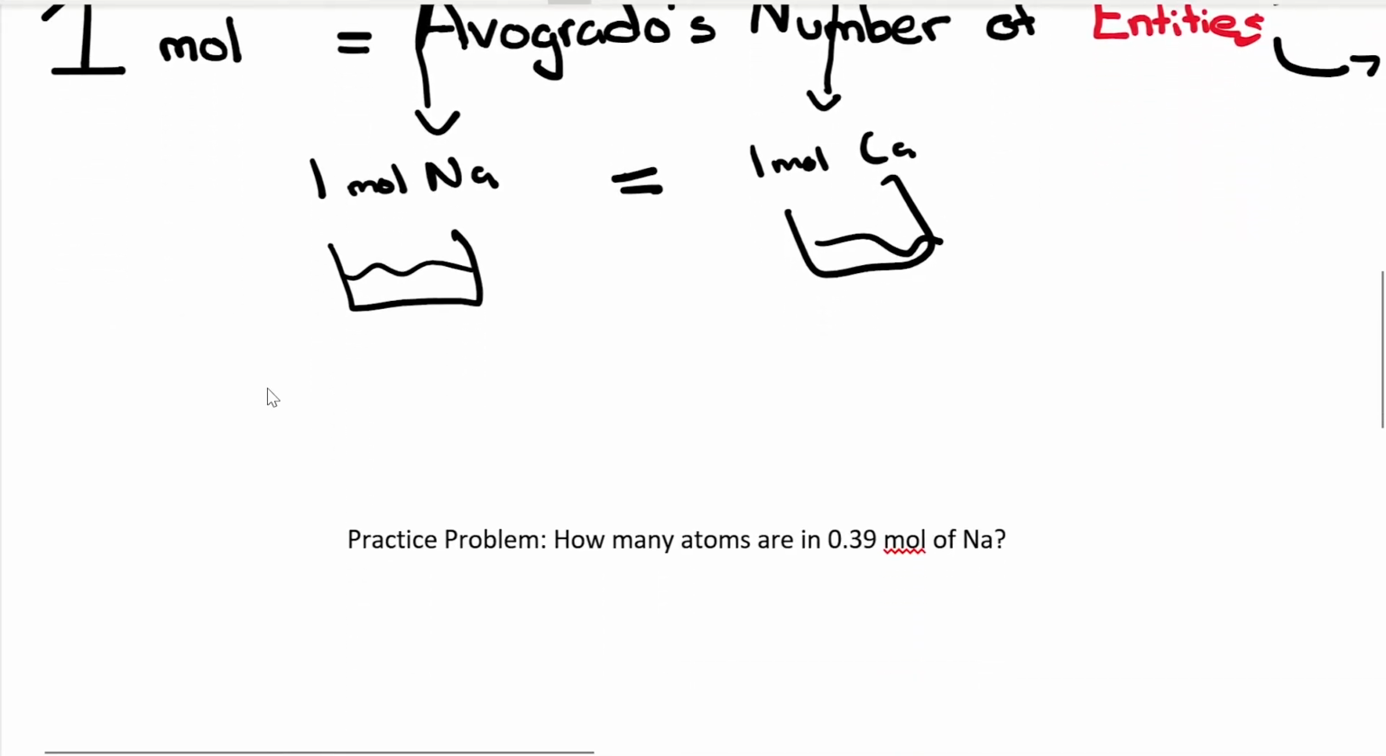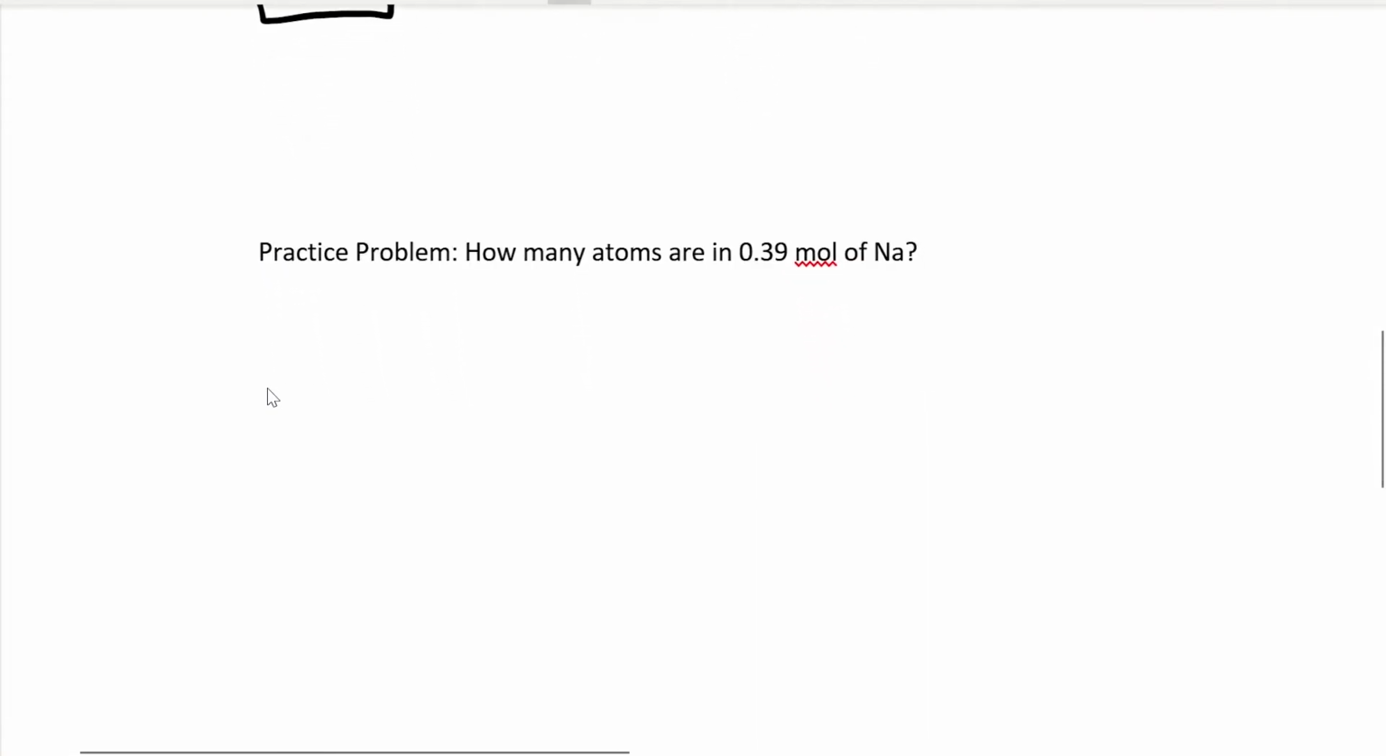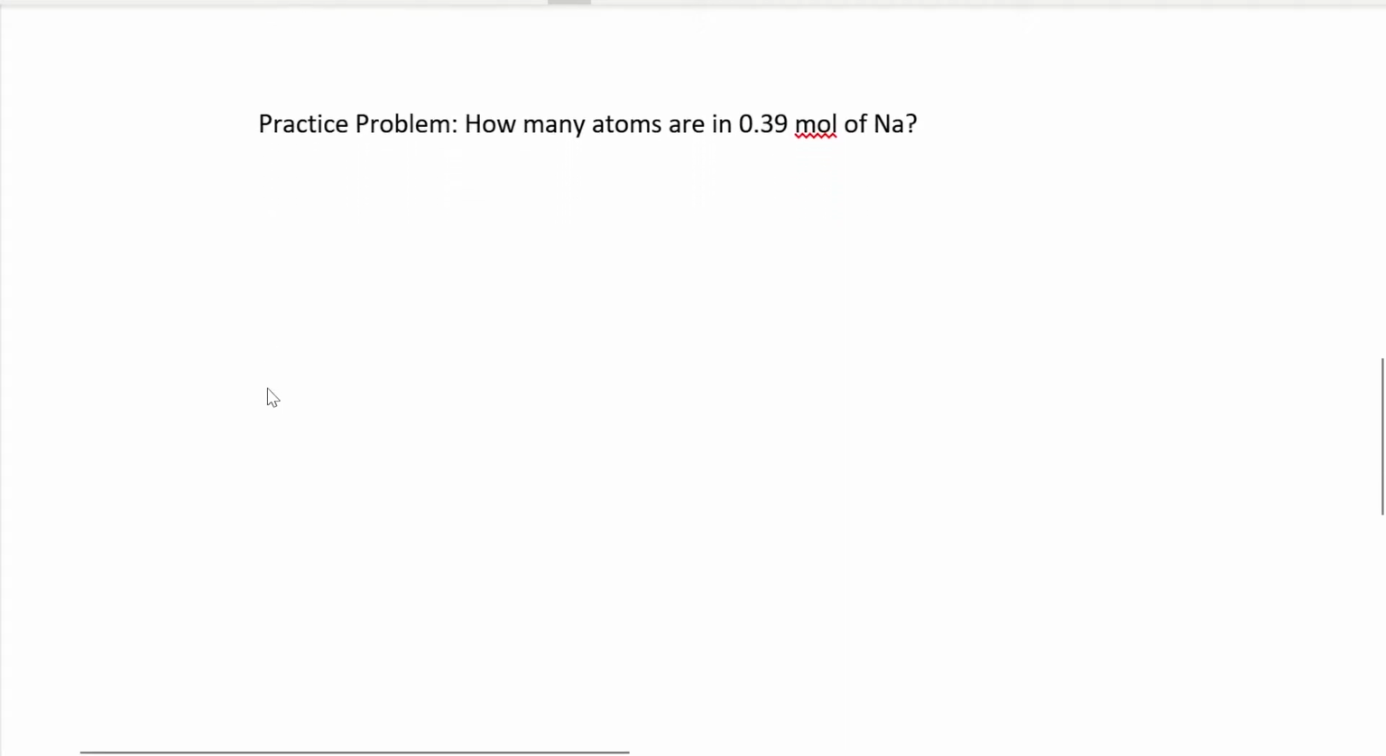Now, to understand this, let's look at a practice problem. This is a very, very simple practice problem, and in the future videos, we'll look into more complex examples once we get into molar mass and all those other concepts where we can apply all these concepts together. But for now, let's look at this practice problem: how many atoms are in 0.39 moles of sodium? Okay, so let's solve this. So we have 0.39 moles of sodium. All right, and that's just a chemical symbol there. And we want to figure out how many atoms there are.